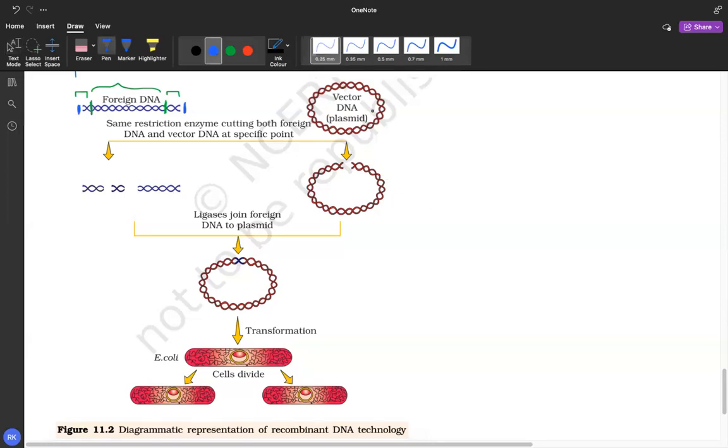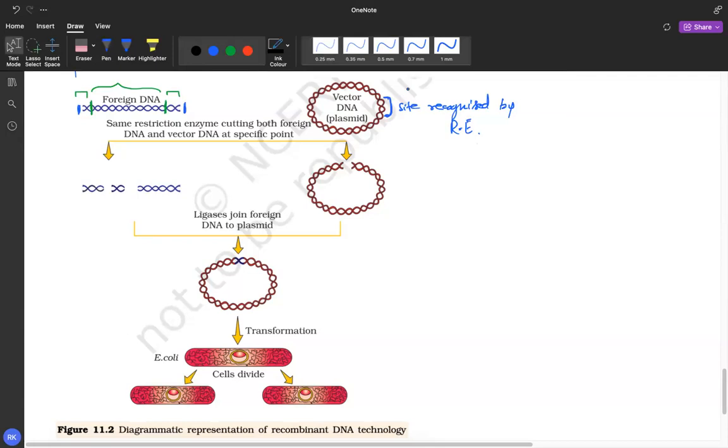Now, Parker's question is, let's say this is the site where it cuts, okay? This is the site recognized by restriction endonuclease, RE.